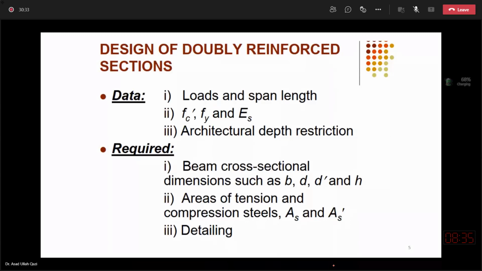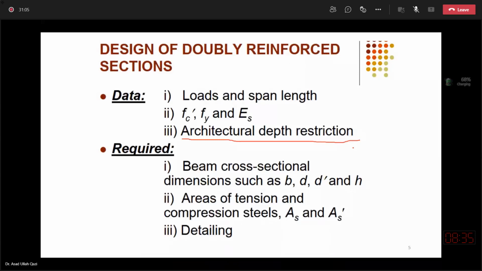So architectural depth restriction is very common because the architect is in the driving seat, and he has interviewed the client and knows the requirement of the client as well as what the overall clearance required in the building will be. The requirements of the building systems will be his headache to fulfill.